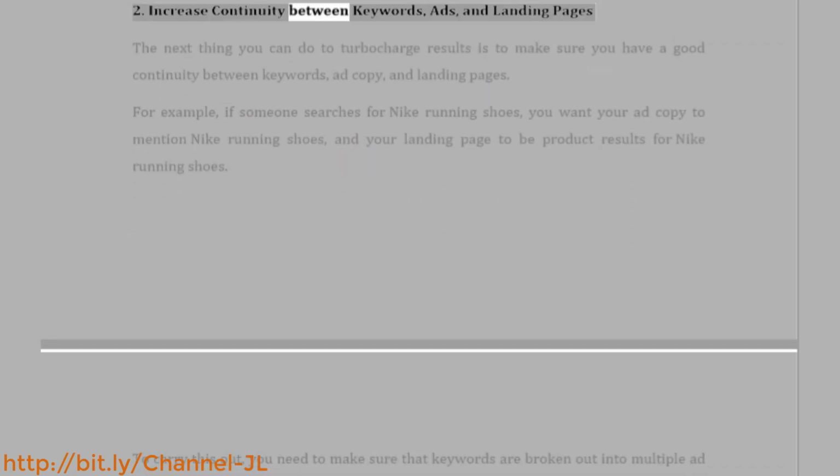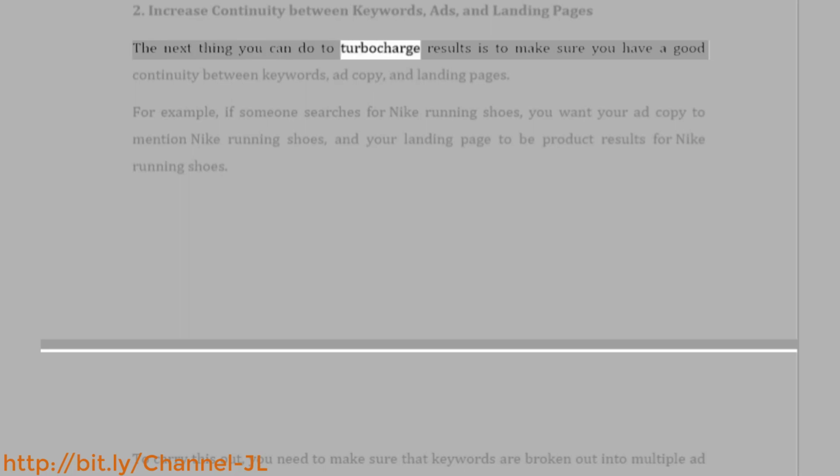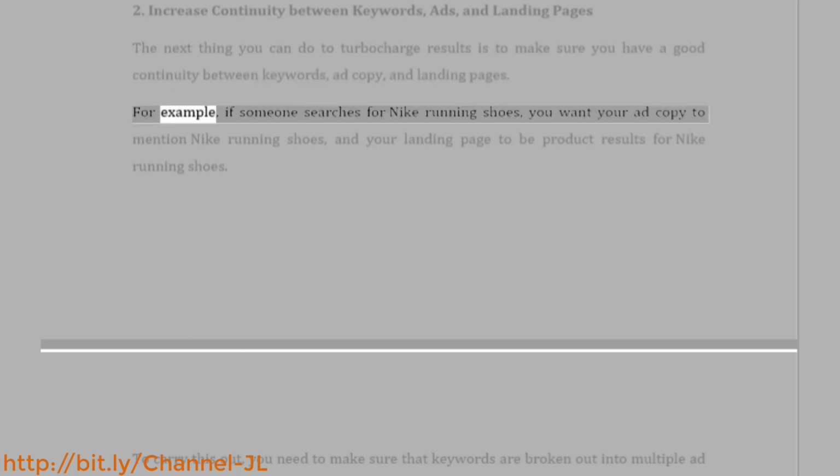2. To increase continuity between keywords, ads, and landing pages, the next thing you can do to turbocharge results is to make sure you have good continuity between keywords, ad copy, and landing pages. For example, if someone searches for Nike running shoes, you want your ad copy to mention Nike running shoes, and your landing page to be product results for Nike running shoes.